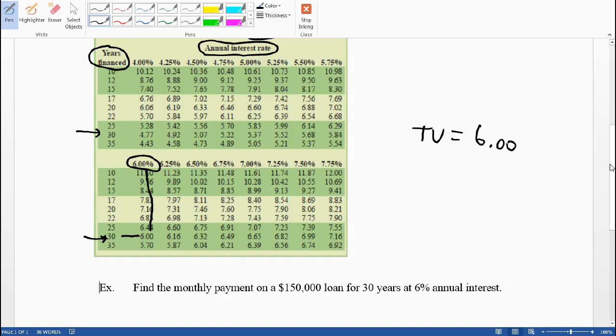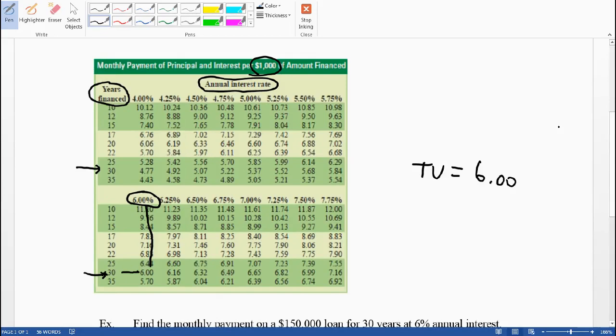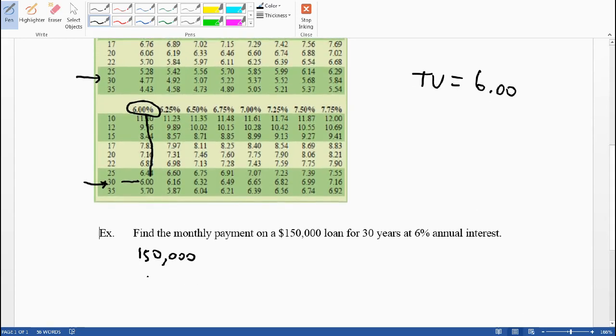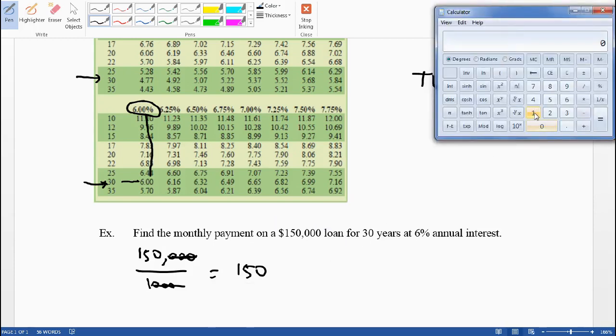Now that's for every $1,000, per $1,000. Now if you notice, we have a $150,000 loan. What that's basically asking you is how many thousands are there in 150,000? There's 150. But basically all you're doing is dividing this by 1,000. You can use your calculator or just cancel out those zeros, which I put in too many. We're dividing by 1,000, not 10,000. So we're going to cancel those three zeros with those three zeros. 150 divided by 1 is 150. If you want to, use your calculator: 150,000 divided by 1,000. So it's telling you there's 150 thousands in 150,000.